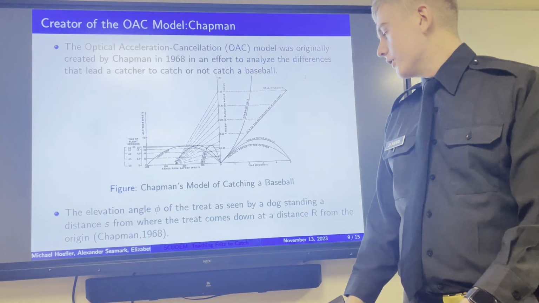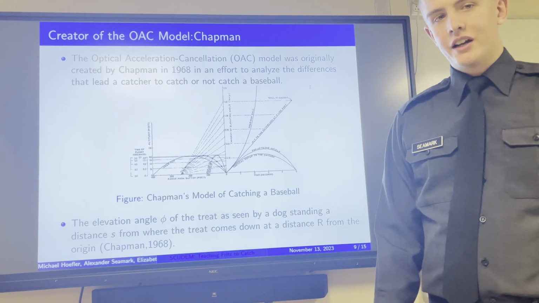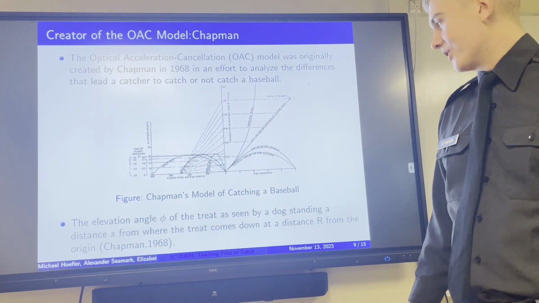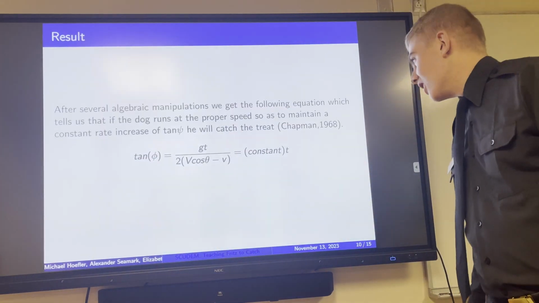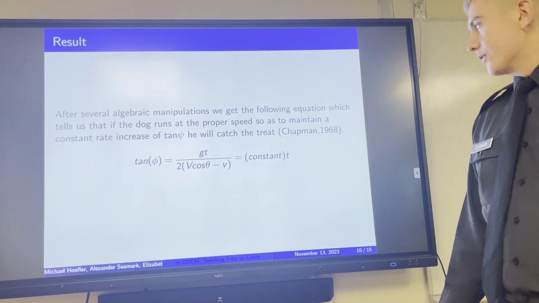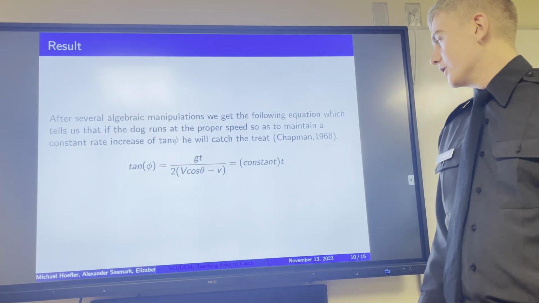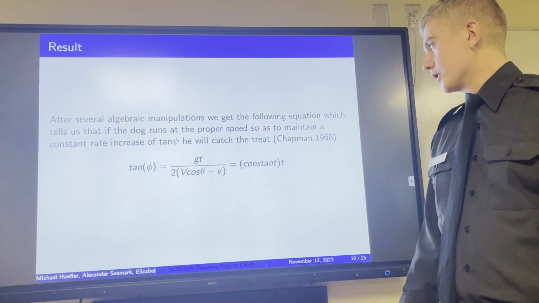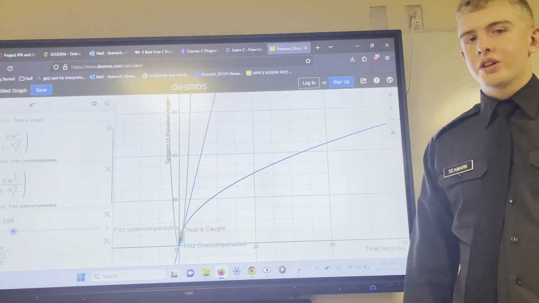And then the elevation angle theta of the treat is seen by the dog standing at distance s from where the treat comes down, and distance r from the origin. This is just to show that the output from tangent theta for the elevation angle needs to be a constant, so that the dog will be able to catch the treat when it eventually comes down. So we tried to model this on our own.